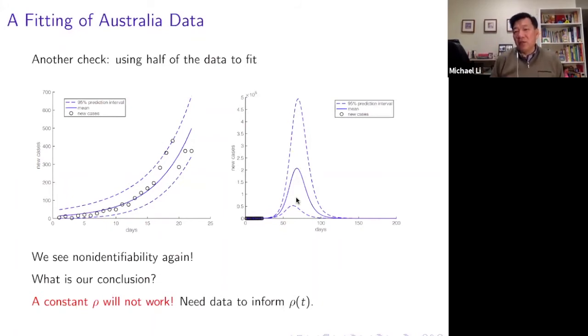So there's something definitely wrong, and we're trying to understand what was wrong. Why are we seeing this? The conclusion is that the case infection ratio shouldn't be a constant. It has to be time dependent. A constant just won't work; it gives you strange things. So then you need data to inform the kind of time dependence of this case infection ratio during the epidemic. So where do we get these data?